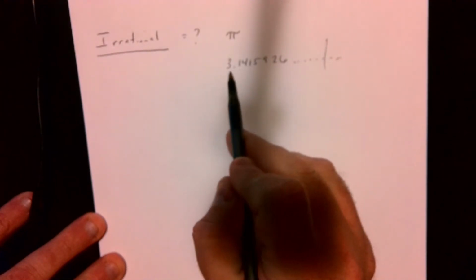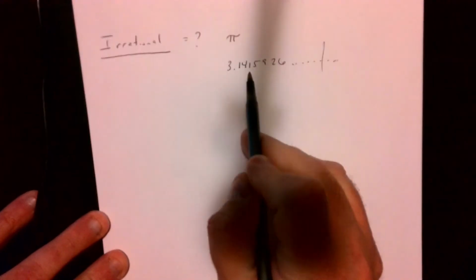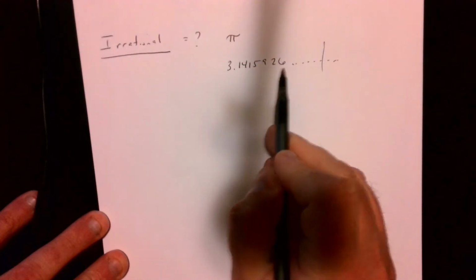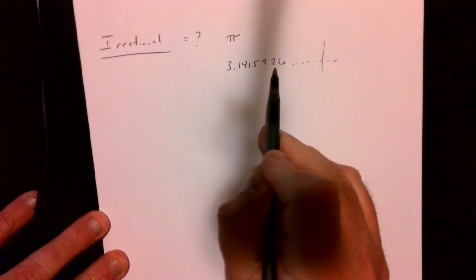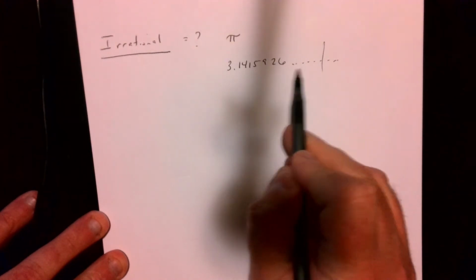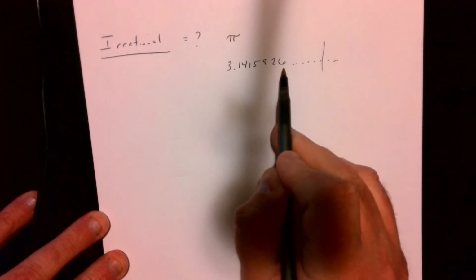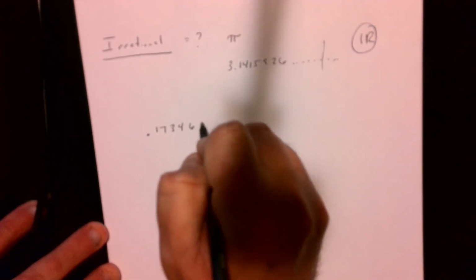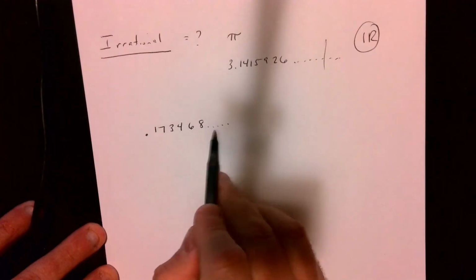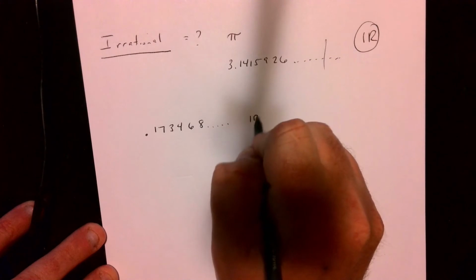If you look at your numbers, it goes 3.14159, like 26. There is nothing repeating. There is no repeating pattern. The dots mean it goes on forever, but it doesn't repeat. Therefore, we call this irrational. Okay? You can create any irrational number. Just put a decimal and then start putting a bunch of weird numbers. 1, 7, 3, 4, 6, 8, dot, dot, dot, dot. There's no repeating pattern. I put the dots to say it keeps going on forever, so therefore it's irrational.